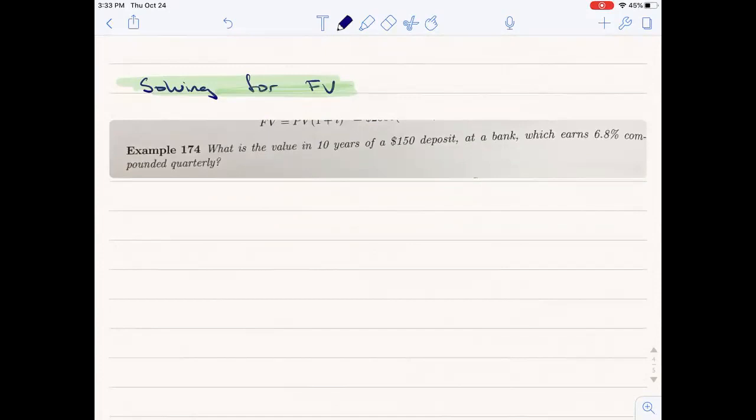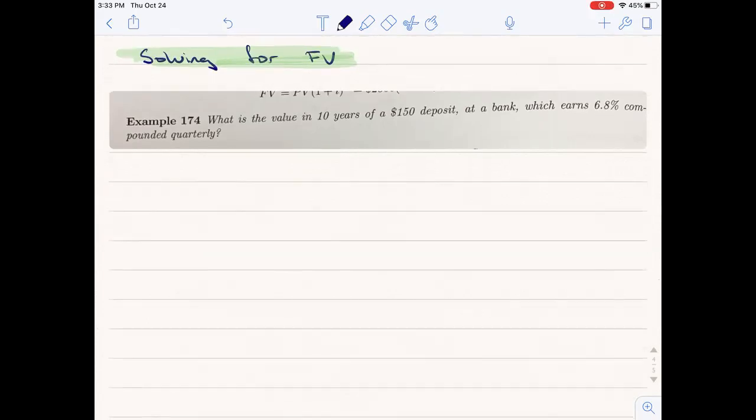So we want to know, what's the value in 10 years of a $150 deposit at a bank, surprise, surprise, which earns 6.8% compounded quarterly. So let's just go through and figure out what we have here and map it out on a timeline. Granted, it's going to be a very simple timeline, because we just deposit some amount and find some future value.